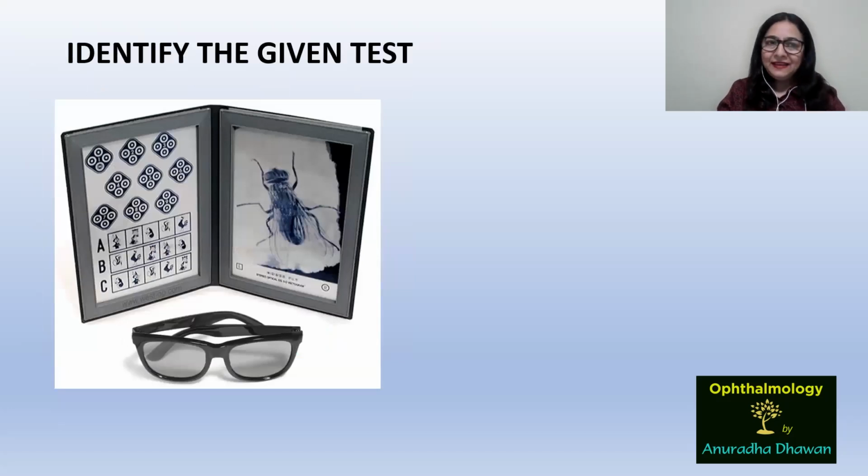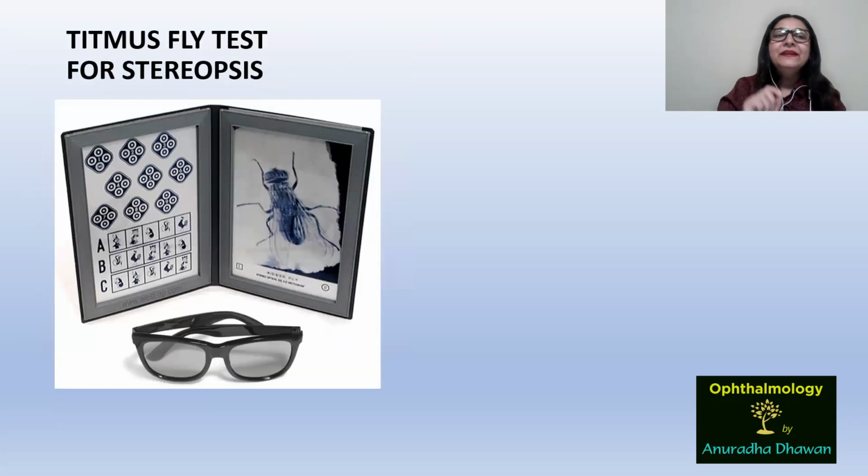Moving on to the next image. Identify the given test. Again, an image is shown to us. If you notice here carefully, you can see on one side there is an image of a fly, and that is your hint. This is your Titmus fly test. Titmus fly test. So you can see on one side there is an image of a fly.